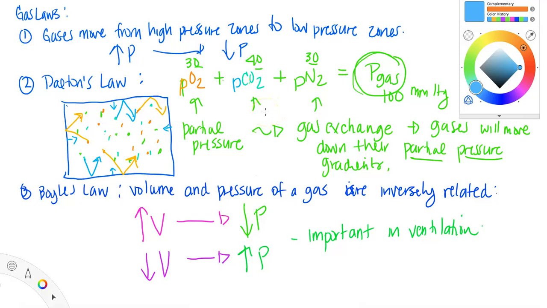And if we make the box bigger, then that 100 millimeters of mercury of gas is going to have less pressure, because it's going to bounce off less. Okay, so next we'll talk about pulmonary ventilation, which utilizes Boyle's law.